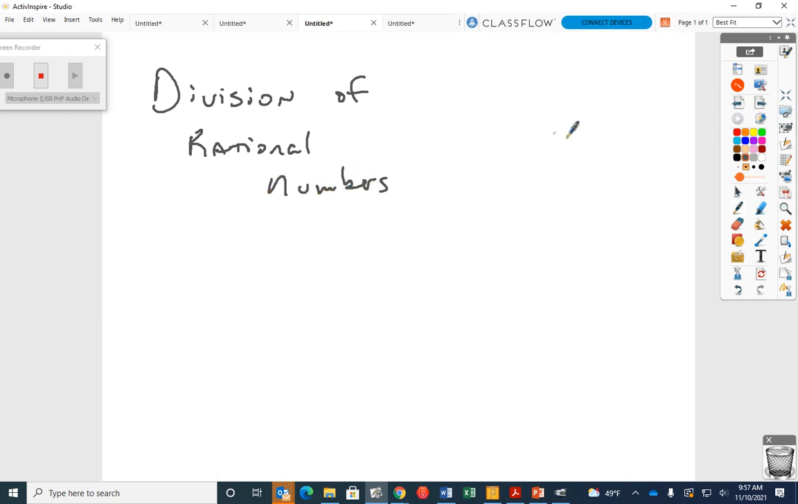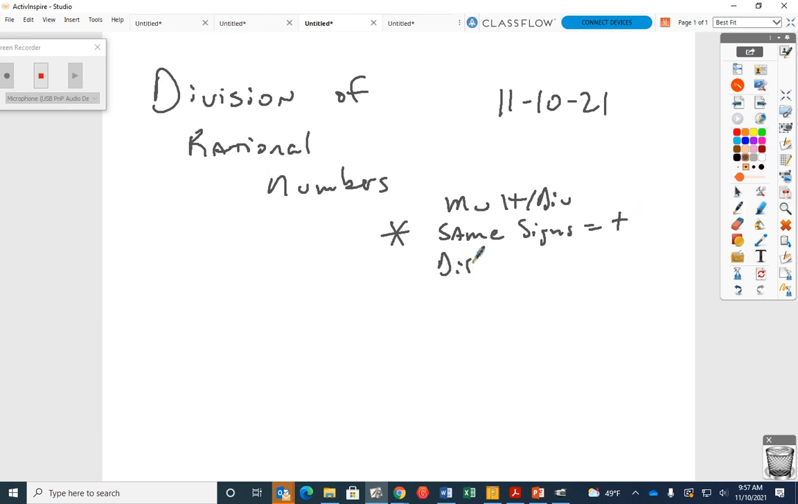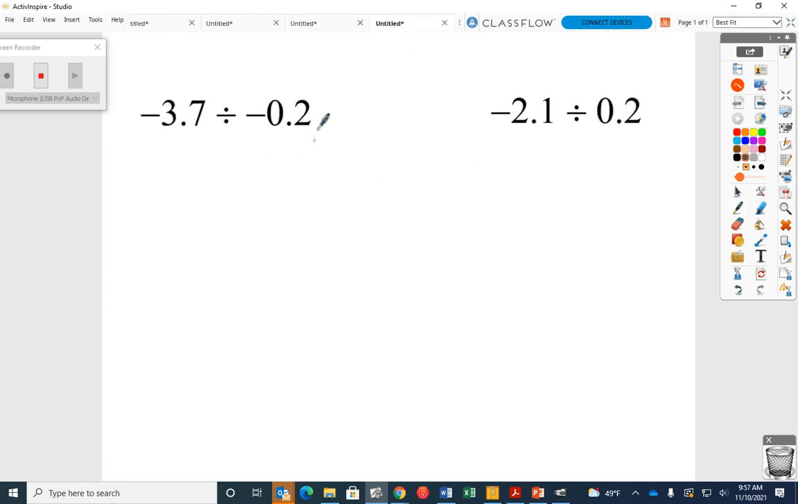Okay, so let's just start with the reminder, okay? Multiplication and division rules. Same signs are always what? Same signs are always positive. Different signs are always what? Negative. Okay. So let's take a look at this first one, okay?